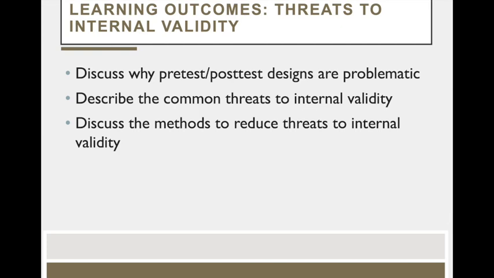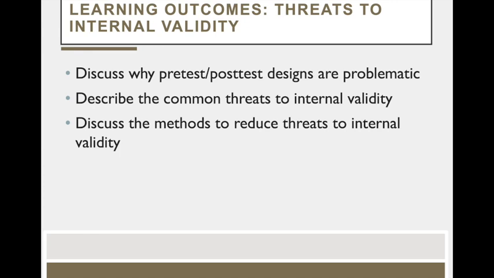Hey all, so this week we're going to talk about chapter 11 in the textbook about threats to internal validity. Just to remind you, internal validity is your ability to rule out alternative explanations within a study. So can you confidently claim that your causal factor, the manipulation you did in your experiment, is because of that manipulation and not because of external variables that you didn't think about or didn't control?